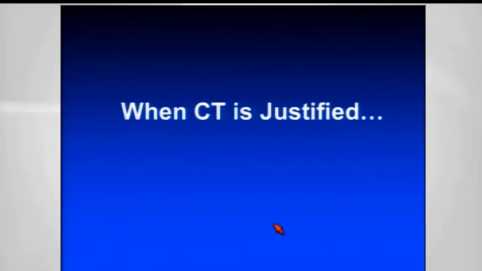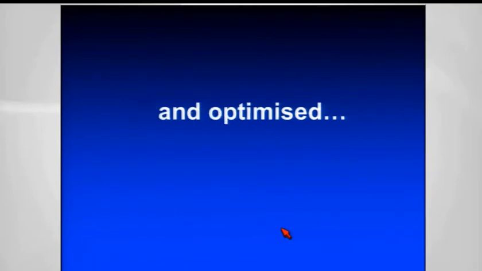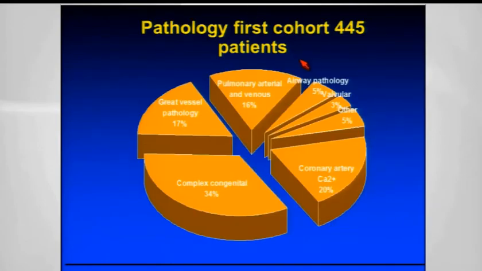Well, we all know about justification. You have to justify why you're doing it, thinking about risk-benefit, thinking about what other tests you could do instead that may be safer for the child. Also, you are obliged to optimize your scanner. So you have to justify the examination, and then you follow that on with trying to make the best out of your machine, trying to get the best possible pictures at the lowest possible dose. When we first started doing cardiac CT back in 2003, we did a very stiff audit on the first 445 patients, and we broke down why we were doing it.